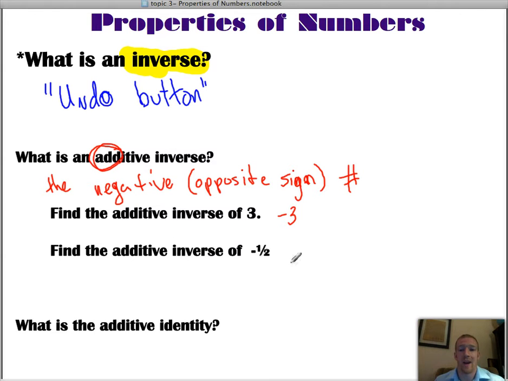Find the additive inverse of -1/2. Well, that would be +1/2, right? So the way that would look is x minus 1/2 plus 1/2 just equals x. They undo each other, right?